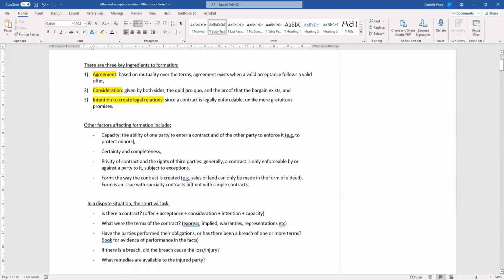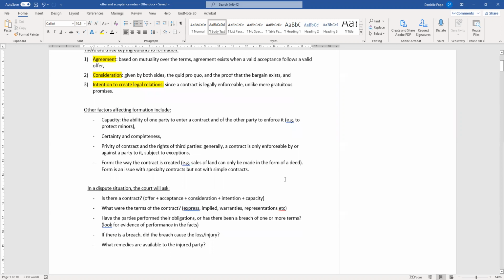Some other factors that you also need to consider which affect formation include capacity and certainty and completeness. Now, depending on what type of contracts you are studying, so if you're not studying the generic contracts course and perhaps you're studying a construction contracts course, you may also need to refer to privity of contract and the rights of third parties or the form of the contract.